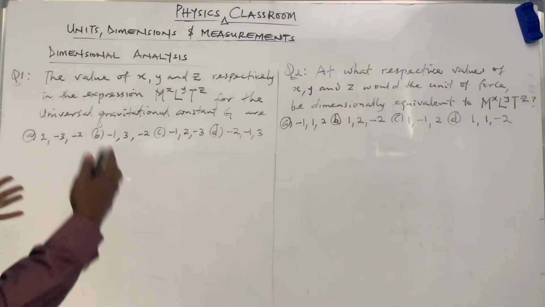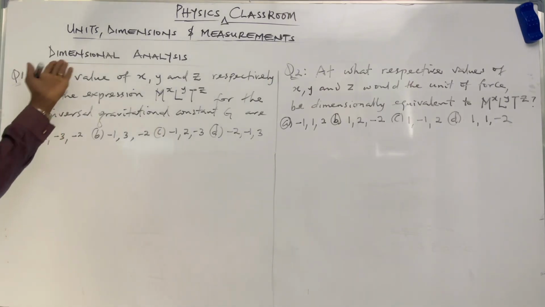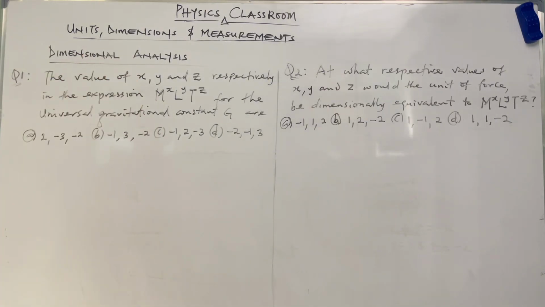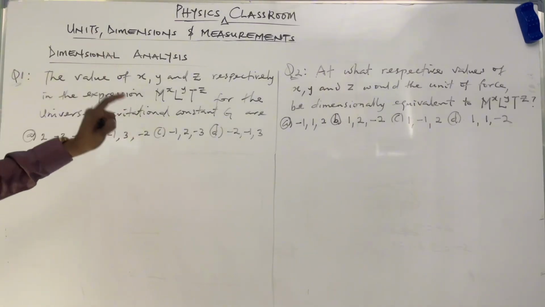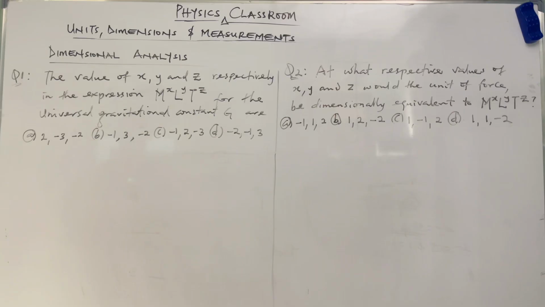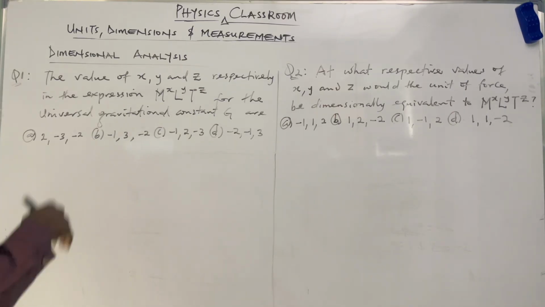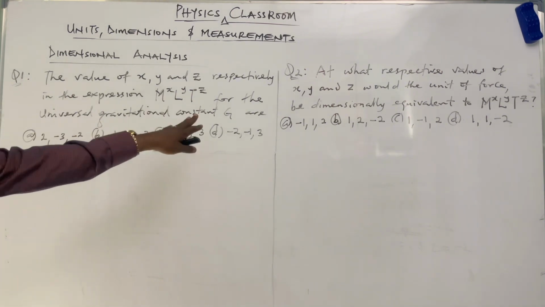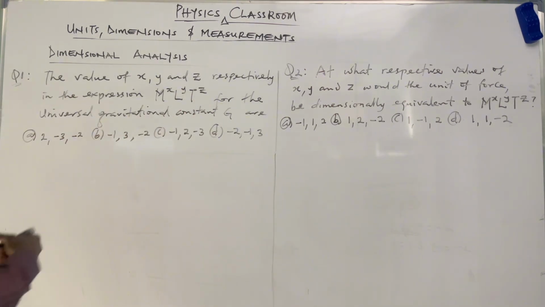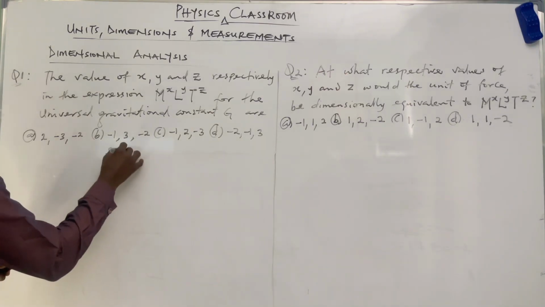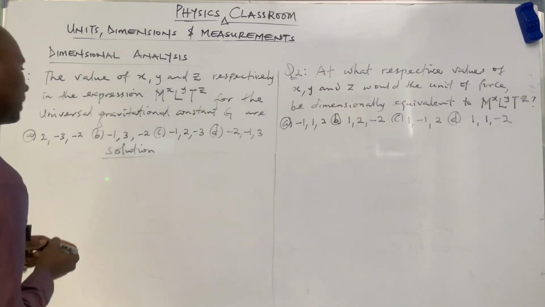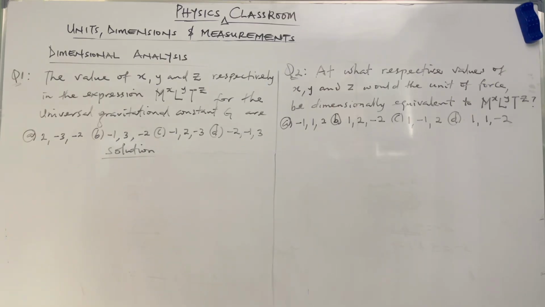Now, let me give you two other questions that are relevant to this aspect, dimensional analysis. The first one says: the values of x, y, and z respectively in the expression M^x L^y T^z for the universal gravitational constant G are, they gave you options. Let's quickly do this. Solution to the problem.